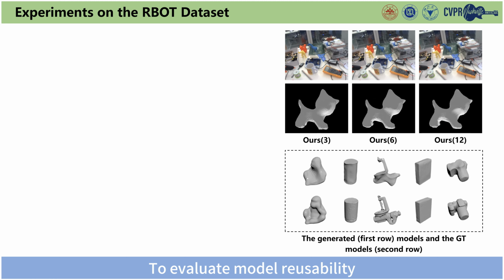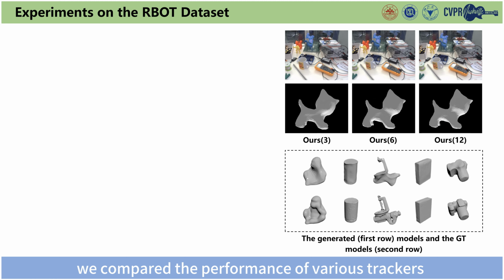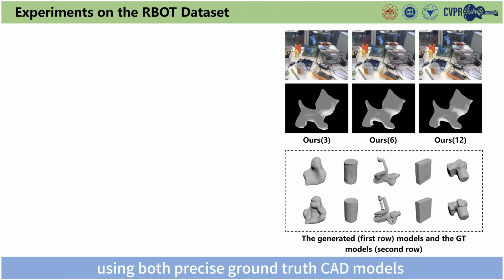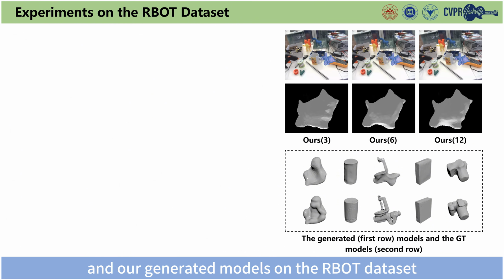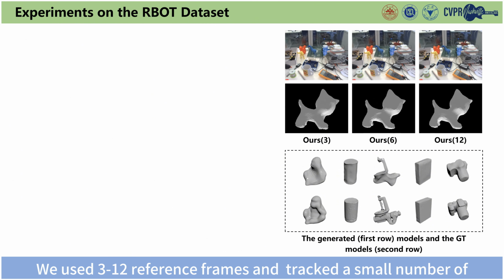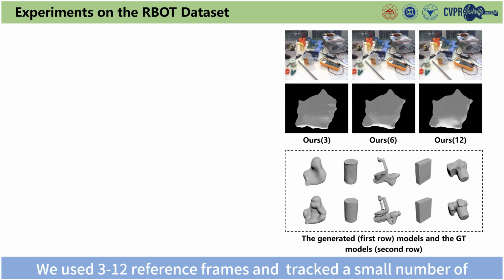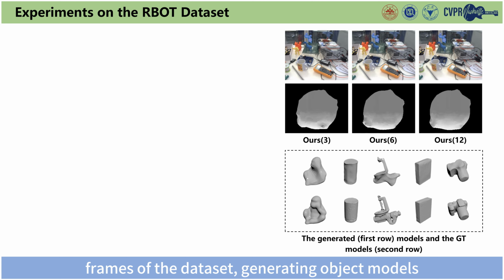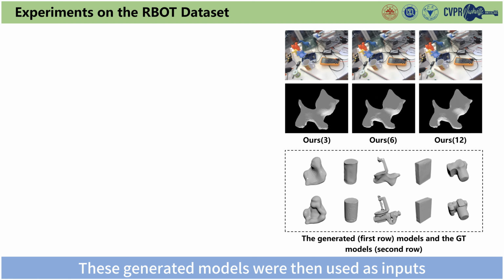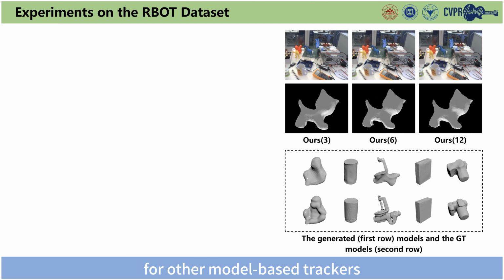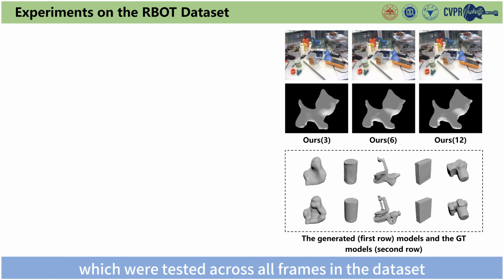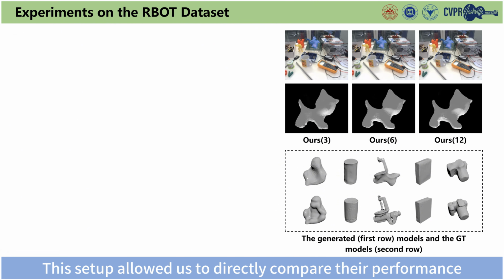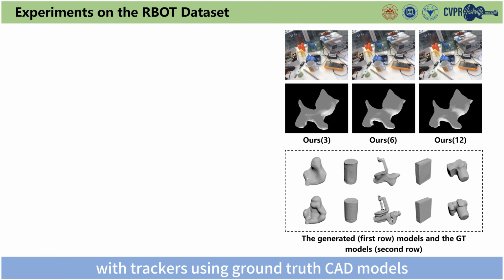To evaluate model reusability, we compared the performance of various trackers using both precise ground truth CAD models and our generated models on the RBOT dataset. We used 3 to 12 reference frames and tracked a small number of frames of the dataset, generating object models. These generated models were then used as inputs for other model-based trackers, which were tested across all frames in the dataset. This setup allowed us to directly compare their performance with trackers using ground truth CAD models.